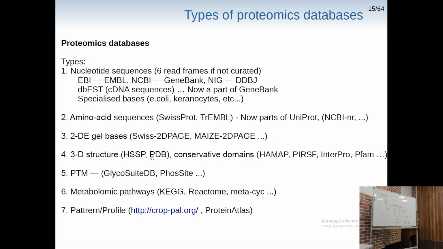The one that is most known is the PDB database, which is mostly formed by X-ray structural analysis, and also there is a database for conserved domains like PFAM, which you probably already used in the genomics course to identify mutations, whether they are in some functional domains or in some functional parts of the protein. Also, there are some specialized databases for post-translational modifications, like glycosylation, phosphorylation, and so on.